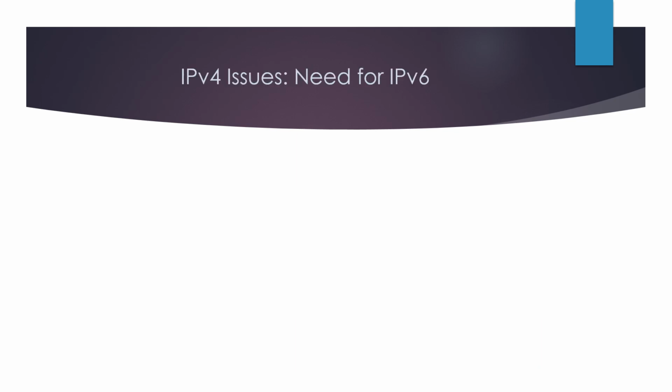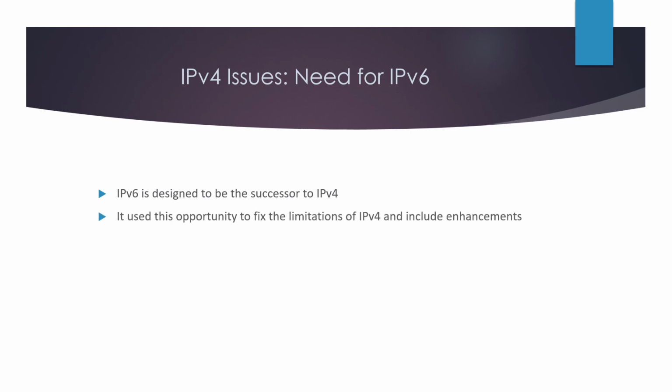We have mentioned many times that IPv4 is running out of addresses, and this is one reason why we need to learn more about IPv6. IPv6 is designed to be the successor to IPv4, and it has a larger 128-bit address space, which provides us 340 undecillion possible addresses. Since it was developed as a successor to IPv4, it was used as an opportunity to fix the limitations of IPv4 and include enhancements.